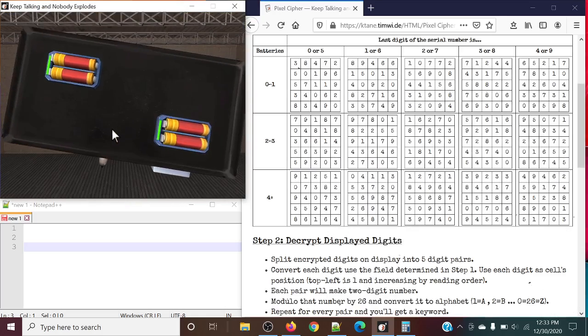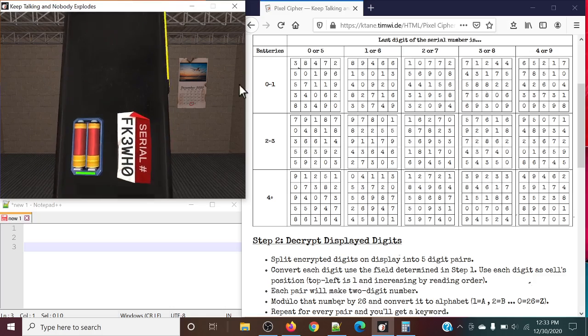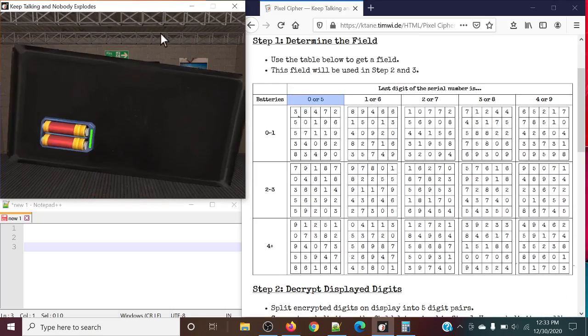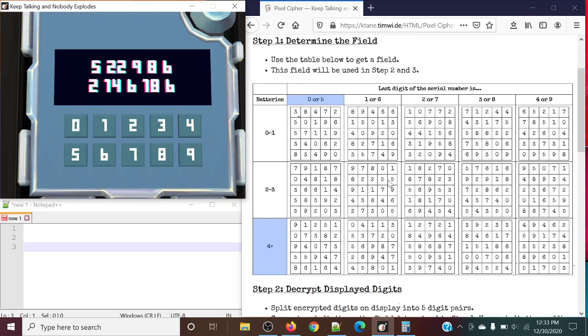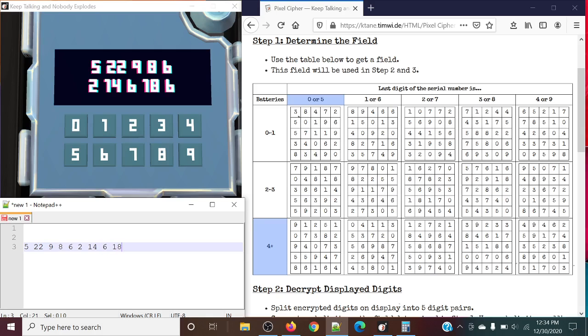So let's figure out what our last digit of the serial number is. It's a 0. And we have obviously more than 4 batteries on this bomb, so we're going to be using this grid down here. So let's find each of these respective digits. We have 5, 22, 9, 8, 6, 2, 14, 6, 18, and 6.